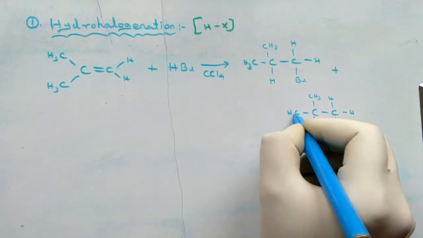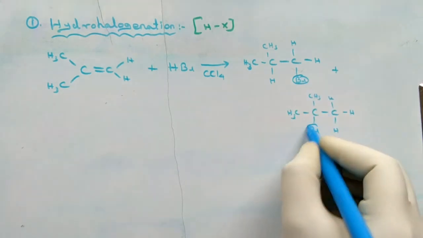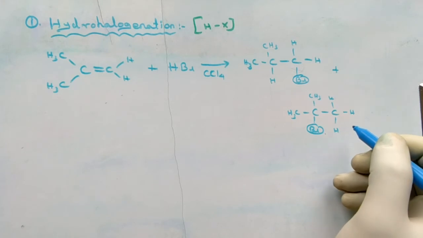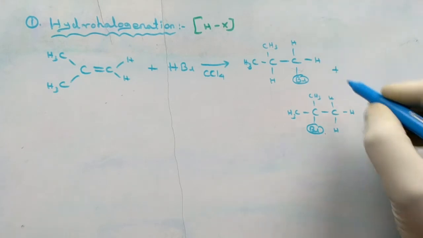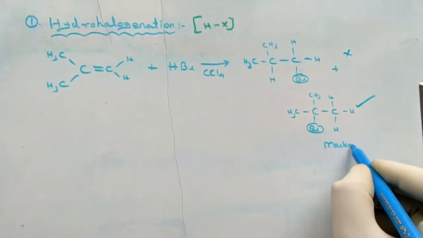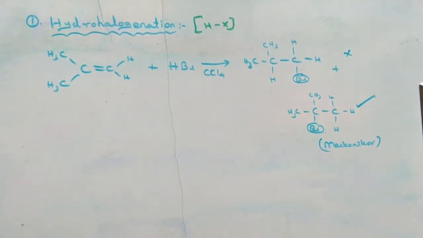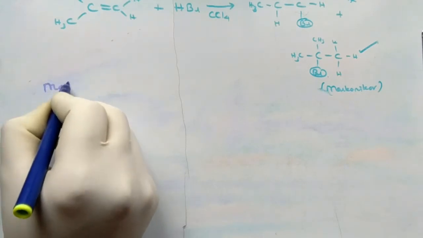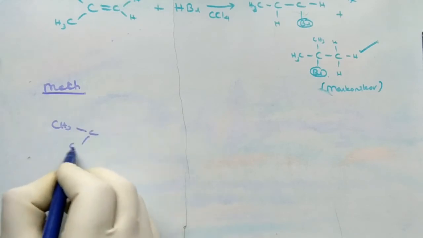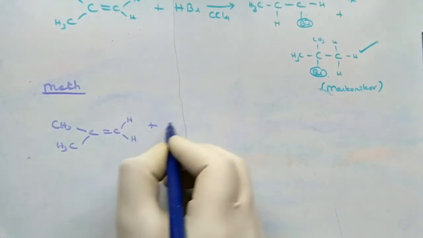Now we should find which product is more possible than the other one. Here bromine is in the first position, here bromine is in the second position. As per the Markovnikov rule, the second product is more possible than the first one. Okay, let's see the mechanism, then only you can understand why the second product is more possible than the first one. So in the first step, the pi electrons in the alkene will attack the electrophile, that is H plus, in this reaction.